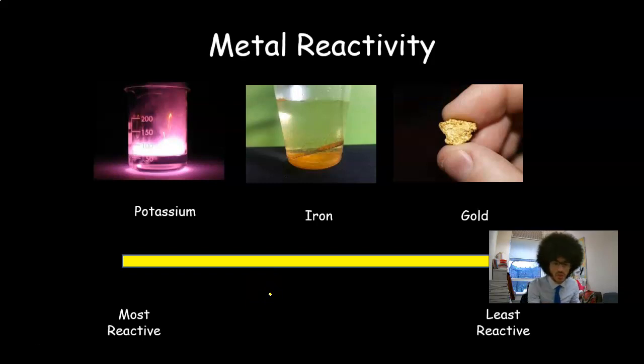Now I could put all these metals into a little table, okay? So I could put potassium at the top as the most reactive, I could put iron in the middle, middling reactivity, and I could put gold at the bottom.